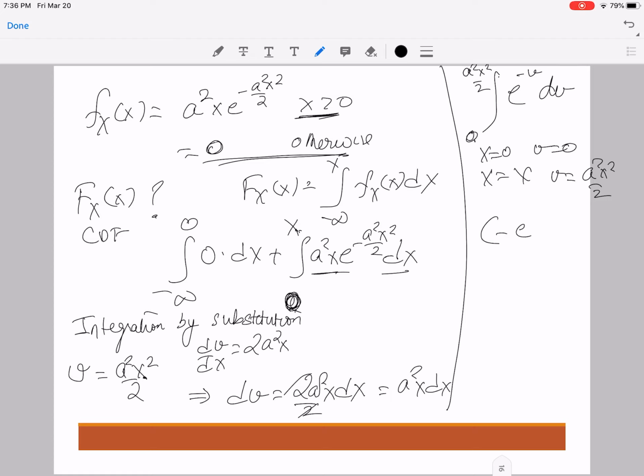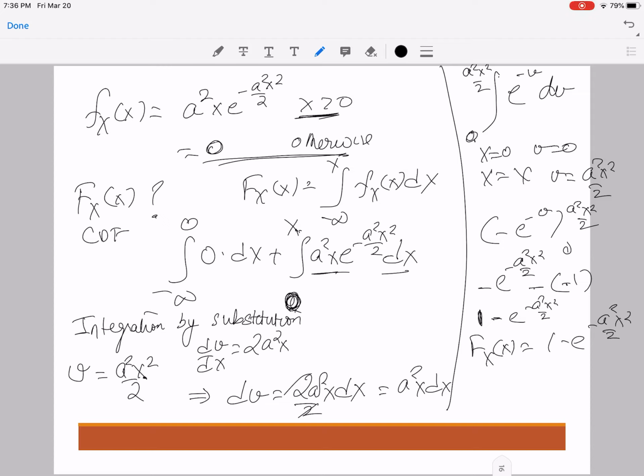When I solve this integral, I get negative e to the negative v, from 0 to a squared x squared over 2. When I plug in a squared x squared over 2, I get negative e to the negative a squared x squared over 2. Minus, when I plug in 0, I get a -1. Negative and negative make it a +1, minus e to the negative a squared x squared over 2. So F of x is 1 minus e to the negative a squared x squared over 2 for x greater than 0, because we were integrating the PDF for x greater than 0. For x less than 0, it is equal to 0.